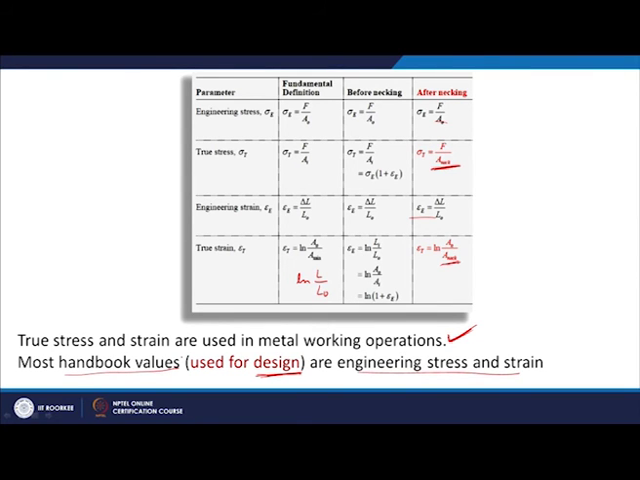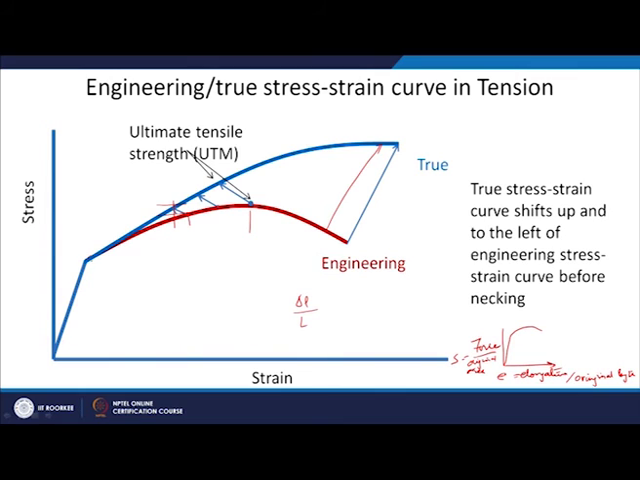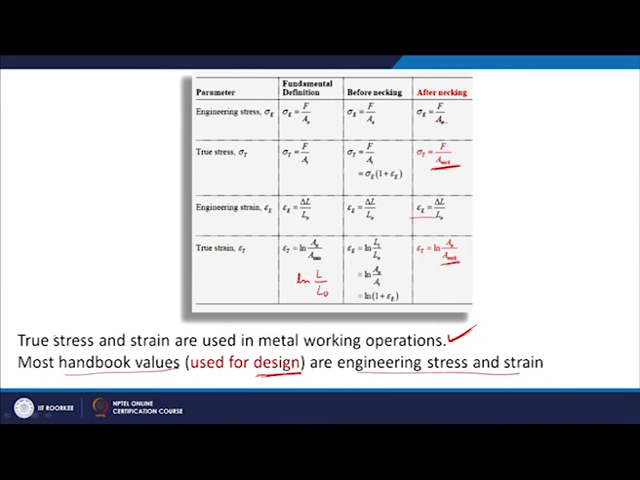Why will we not use the true stress strain curve? If you see here in the initial elastic part, my engineering and true stress strain curves overlap each other. There is no difference, they are the same. There is not going to be any change in value between true and engineering up to the elastic limit, and a design engineer will only be designing the material in this range. So, for them it is of no use to know the true stress strain values; they are only concerned with the engineering stress strain values, and this is what most handbooks are going to report.